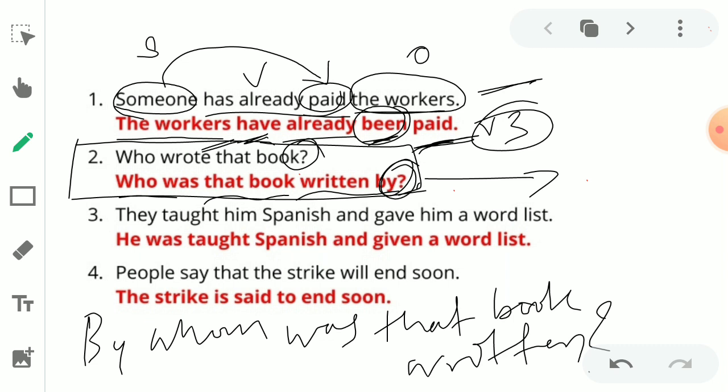Next, they taught him Spanish and gave him a word list.